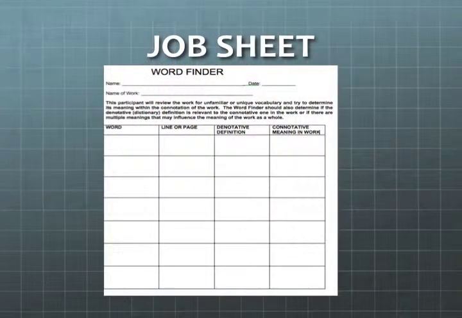This is a sample job sheet that the word finder can use in determining important vocabulary, and you can see that it has several parts: the word itself, the line or page where this word is found, a denotative definition, which again is the dictionary definition, and then a connotative meaning within the work itself, or if the work has multiple meanings for this word. So this is really good in preparation.